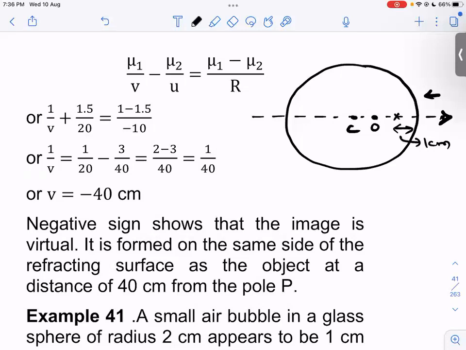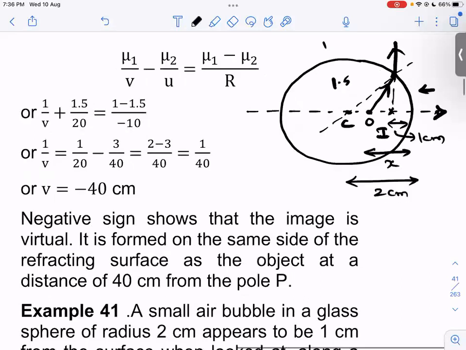Okay. If a ray is traveling like this, then at this point you will draw the normal. The ray is traveling from denser to rarer medium, so it starts bending away from the normal. So when it comes out, this is that 1 centimeter. But they are asking what is the true position of the object. This is X. And you know, from the center to the surface, it is 2 centimeter. So apply the formula.